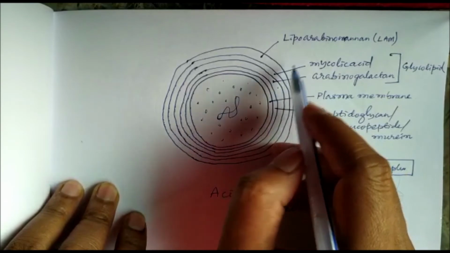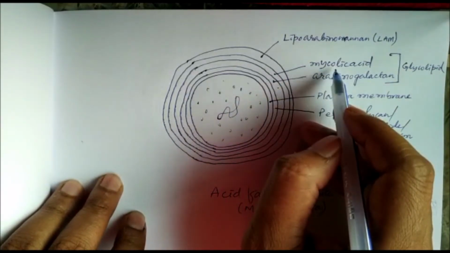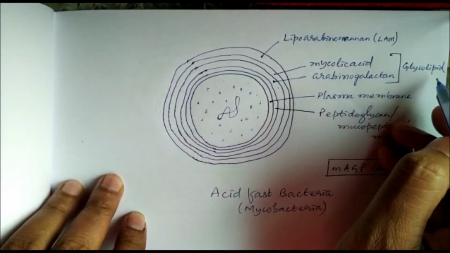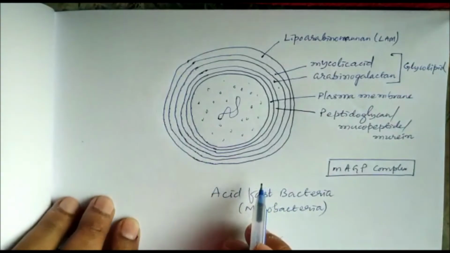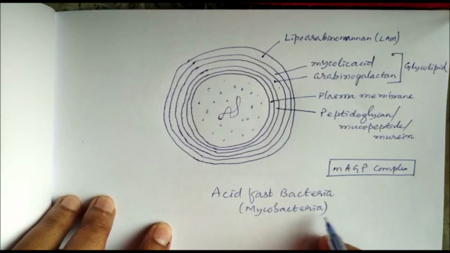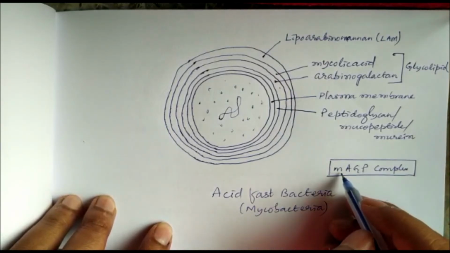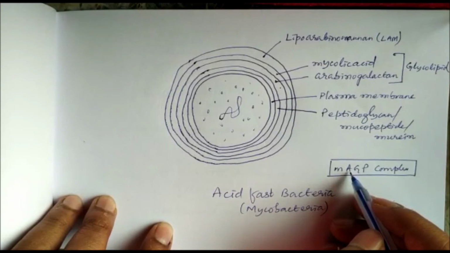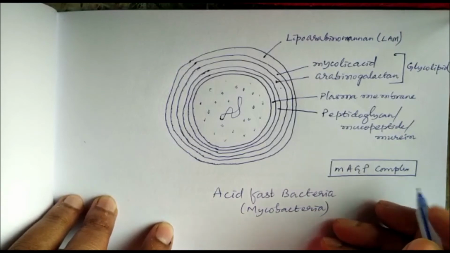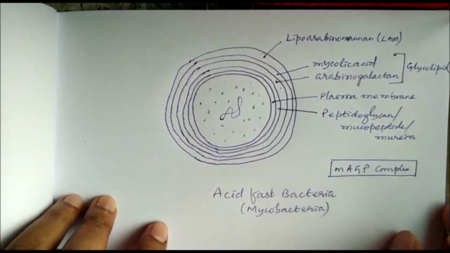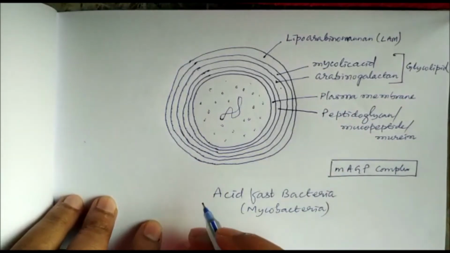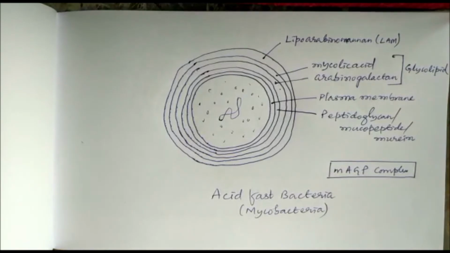Then we have arabinogalactan followed by mycolic acid. Mycolic acid and arabinogalactan combined together is called glycolipid. So we call this the MAGP complex. This mycobacterial cell wall is MAGP complex: M for mycolic acid, A for arabinogalactan, that is AG arabinogalactan, and P for peptidoglycan. So this is all about the cell wall of bacteria.